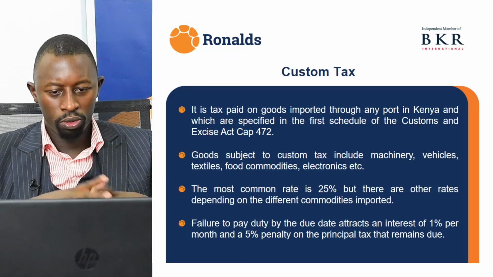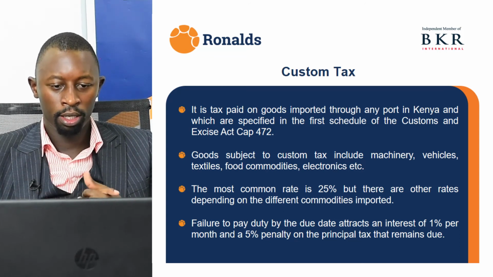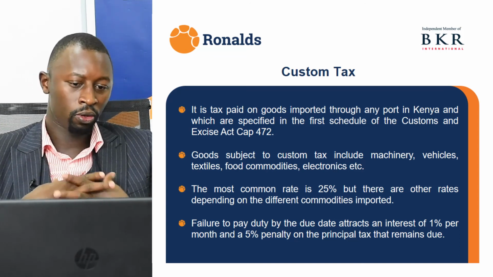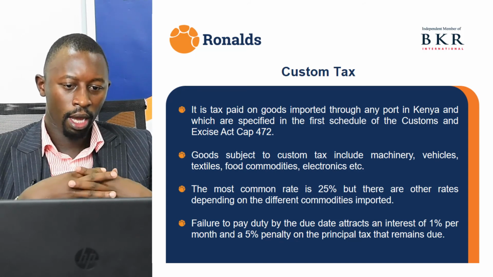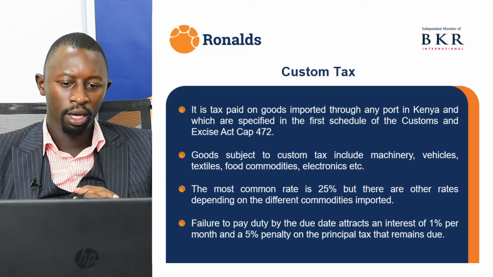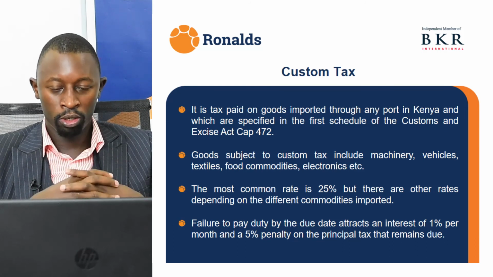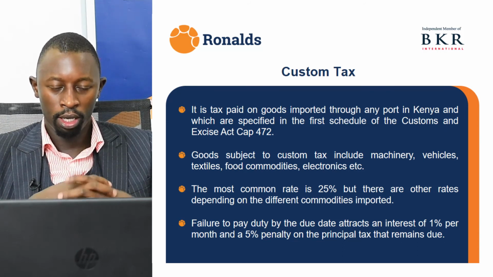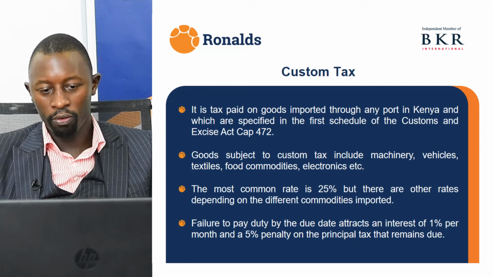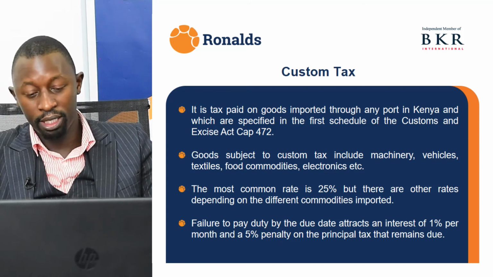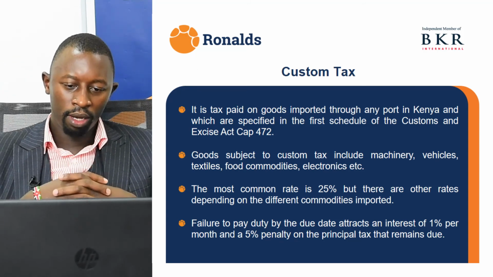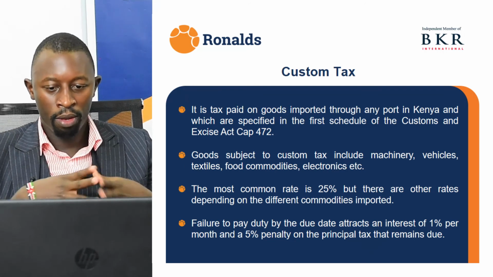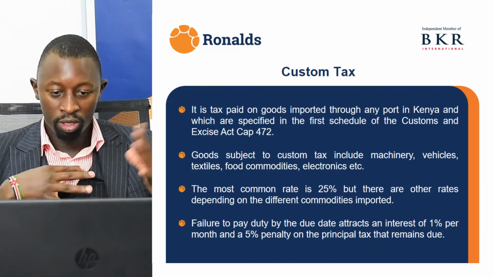So most of the goods that are subject to customs tax include machinery, vehicles, iron sheets, textiles, electronics. Any item that you can think of is usually subject to the customs tax. And of course, the most common rate is 25%. But the idea has always been that if you're importing finished goods, then the rate is 25%.